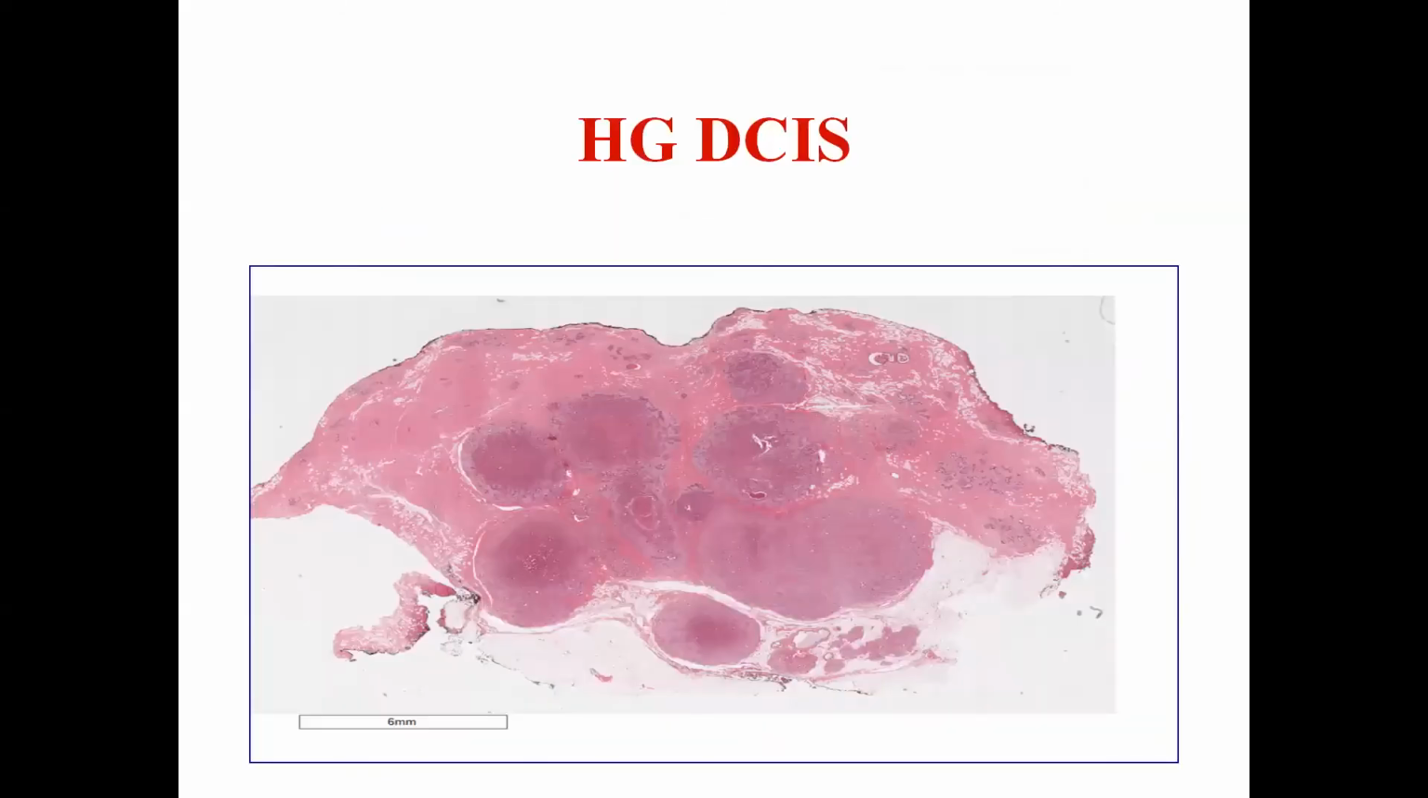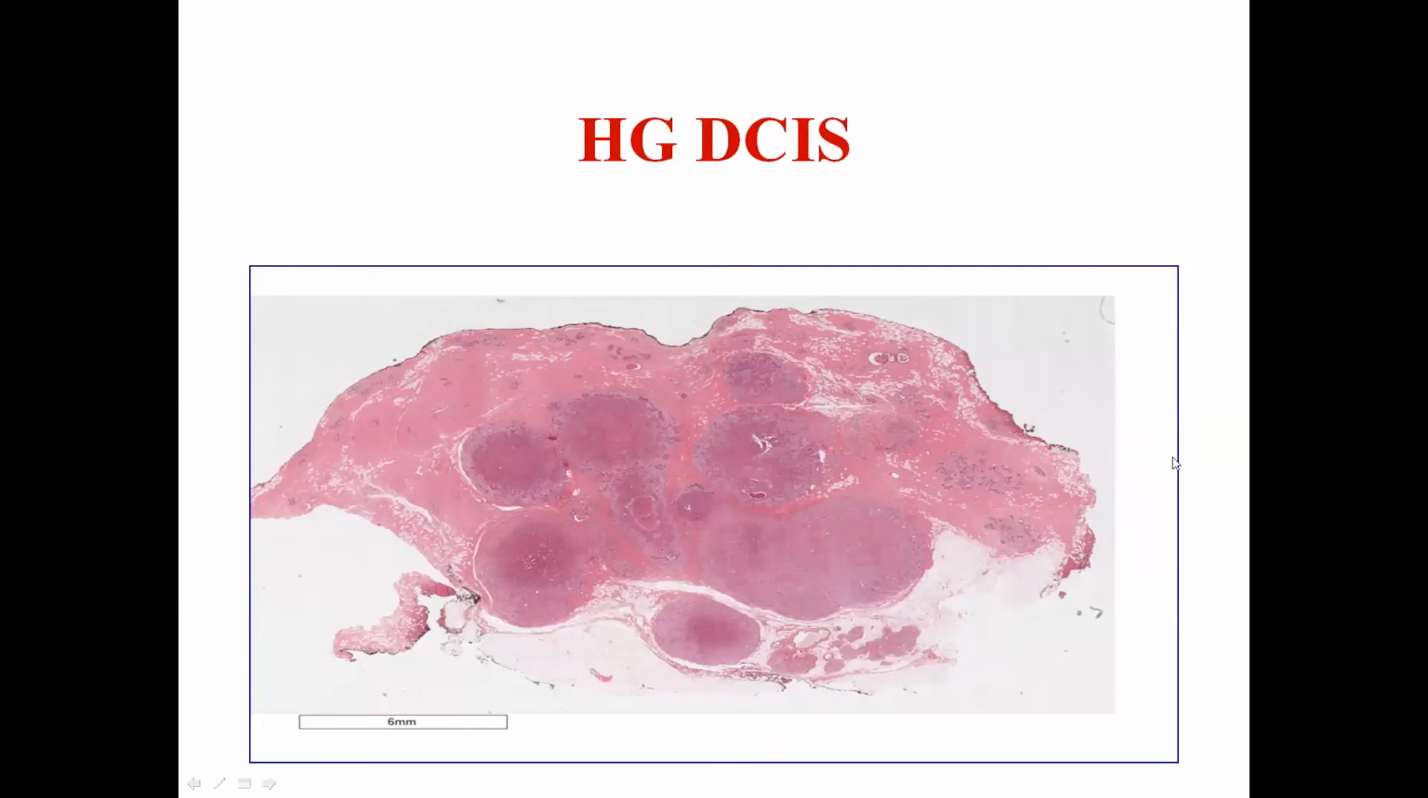But of course, it is not always very simple, because high-grade DCIS sometimes can be very large. When can it be very large? When it involves a very large lobe. High-grade DCIS is a really lobar disease.